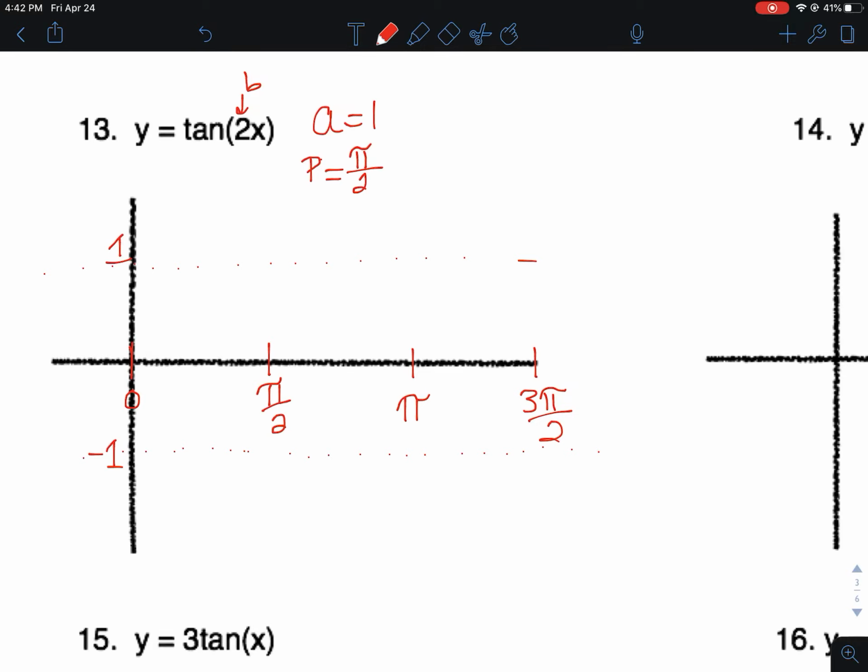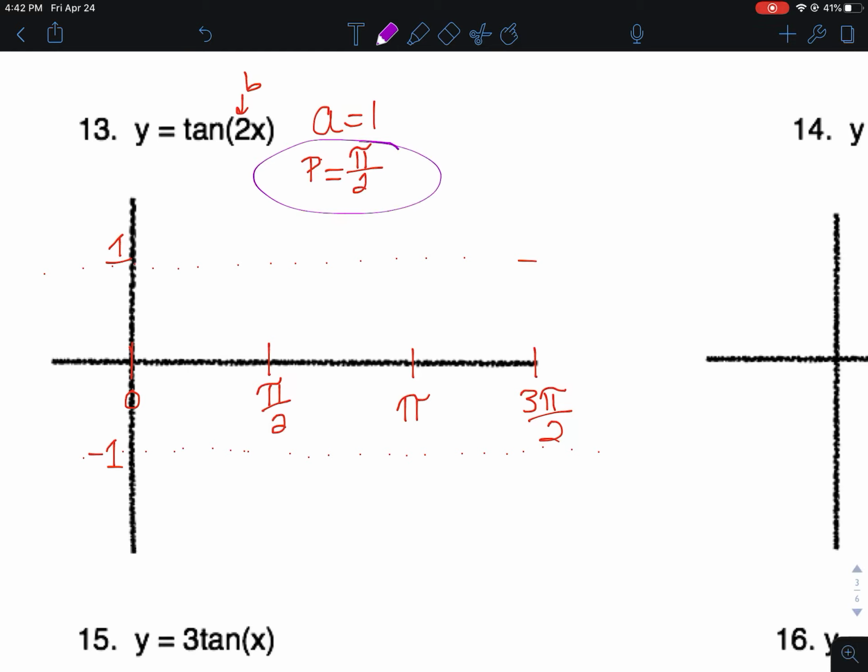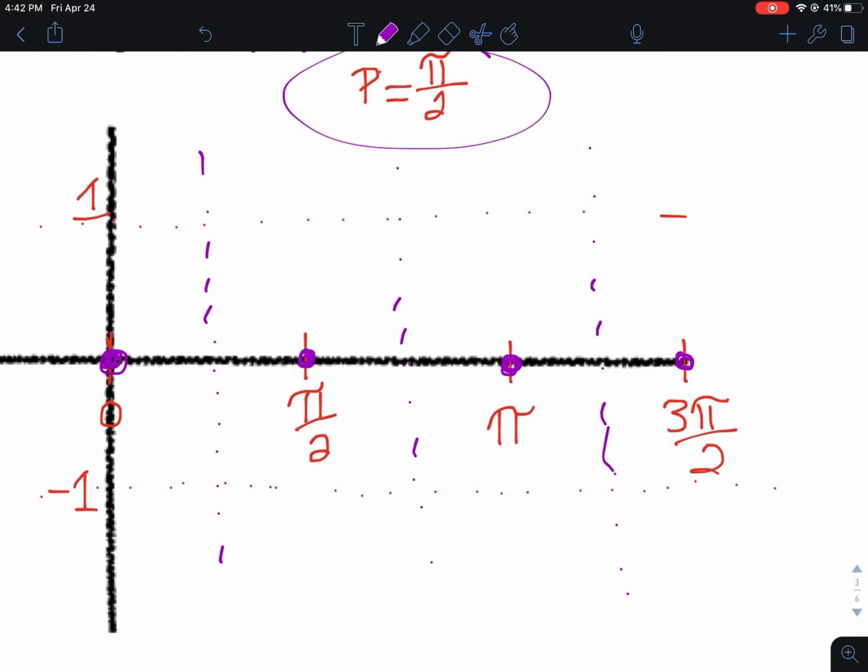So our direction said at the beginning and the end of each period is a 0. So every pi over 2 spaces is a 0. And halfway between each of those zeros is an asymptote. So I'm going to draw in that imaginary boundary. So we've sort of blocked off our graph here.